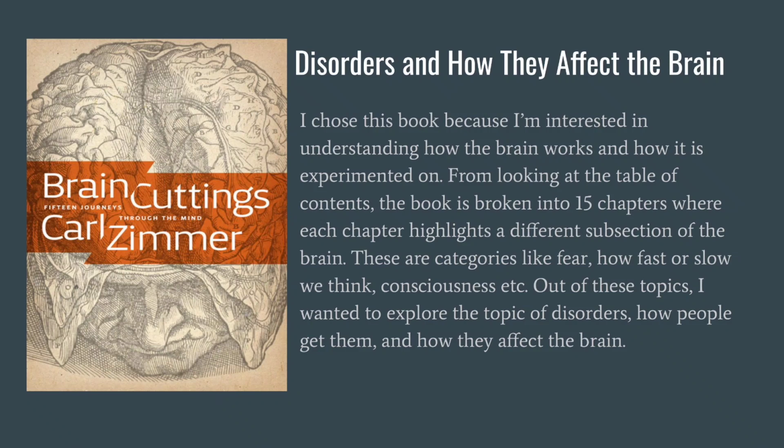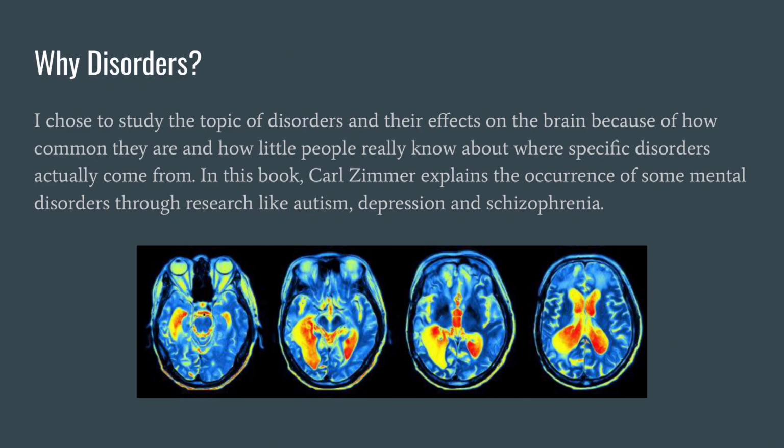Out of these topics, I wanted to explore the topic of disorders, how people get them, and how they affect the brain. I chose to study the topic of disorders and their effects on the brain because of how common they are and how little people really know about where specific disorders actually come from. In this book, Carl Zimmer explains the occurrence of some mental disorders through research, like autism, depression, and schizophrenia.